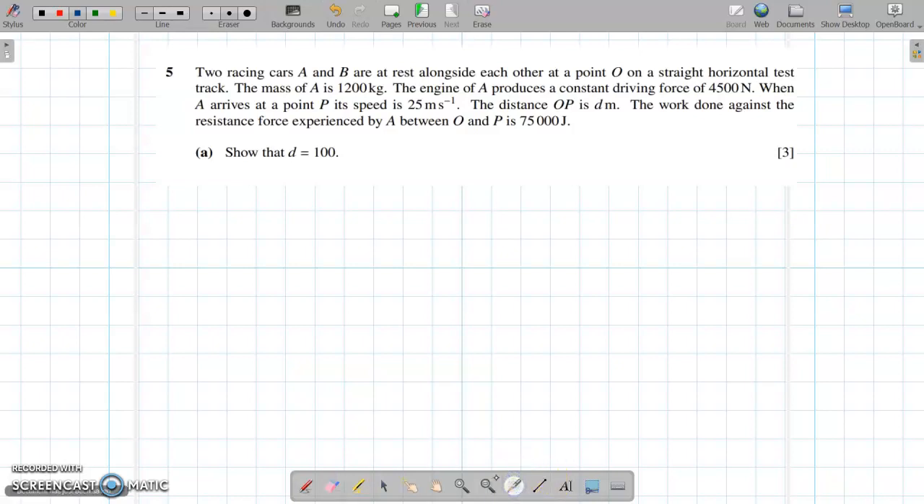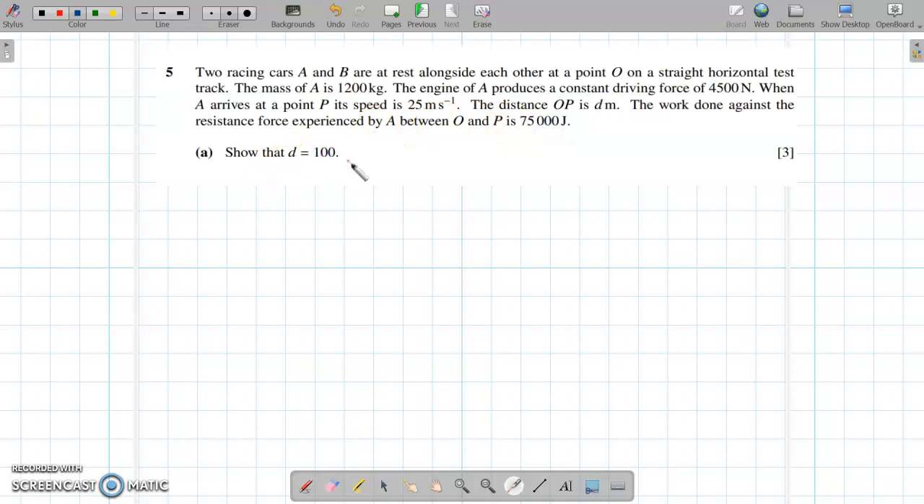Two racing cars A and B are at rest alongside each other at point O on a straight horizontal test track. The mass of A is 1200 kilograms. The engine of A produces a constant driving force of 4,500 newtons. When A arrives at P, its speed is 25 meters per second. Distance OP is D. The work done against resistant force experienced by A between O and P is 75,000 joules. Show that D is 100.